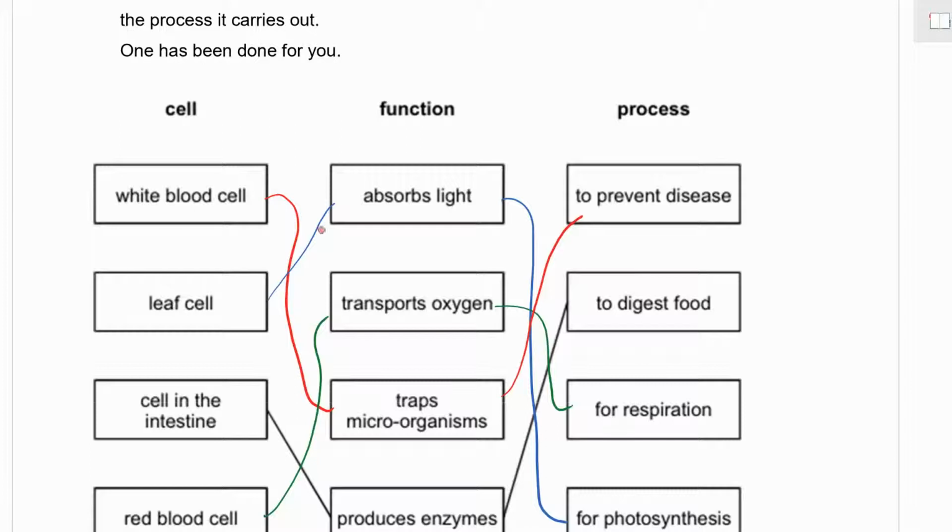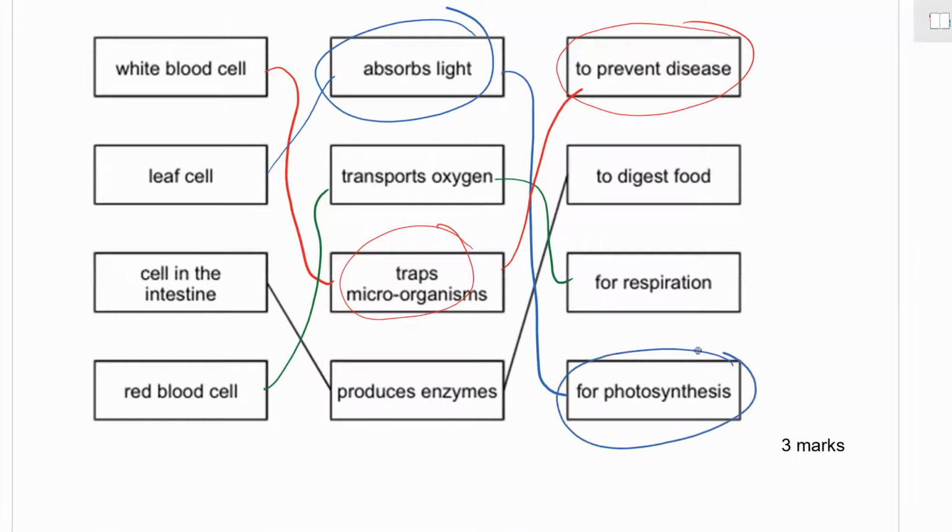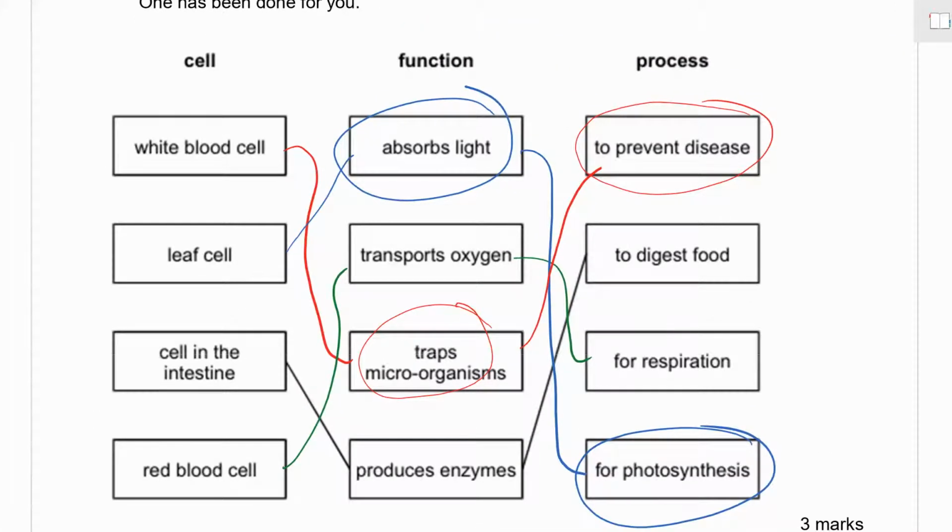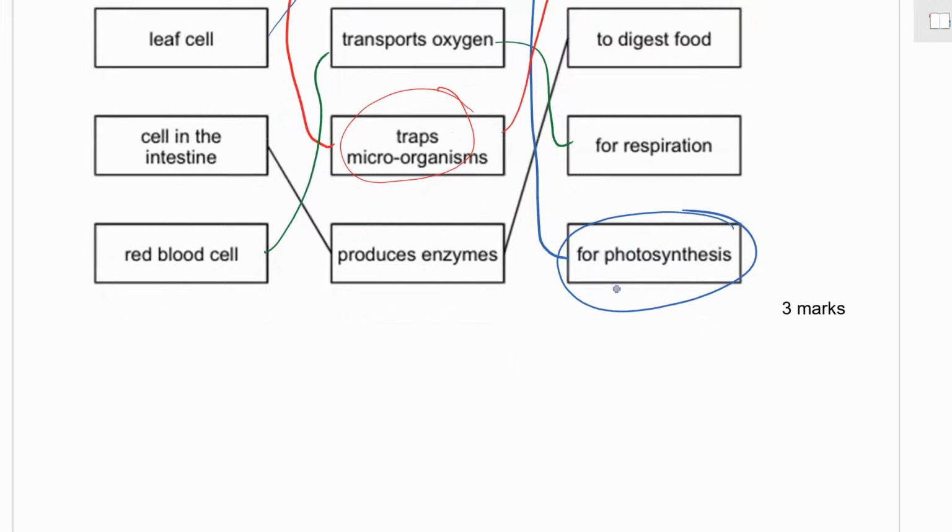So the white blood cell, this traps microorganisms and therefore prevents disease. So the white blood cells come along, engulf foreign organisms which are going to harm you, and then they start digesting them. Nom, nom, nom. The leaf cell, this absorbs light, and it does this for photosynthesis, which is the process of plants making their own food.